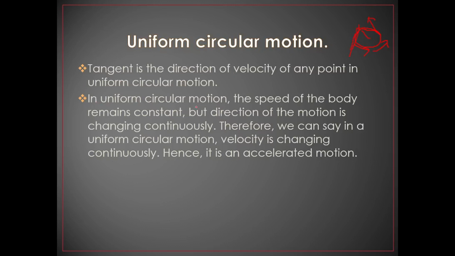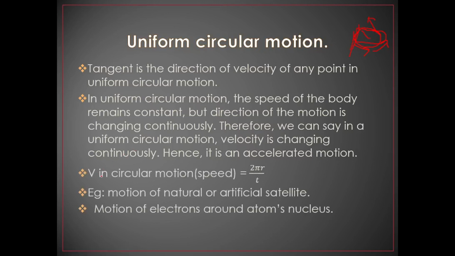In uniform circular motion, the speed of the body remains constant but the direction of the motion is changing continuously. First it is here, then here, then here, like that. Therefore, we can say that in uniform circular motion the velocity is changing continuously, hence it is an accelerated motion. It is accelerating continuously.